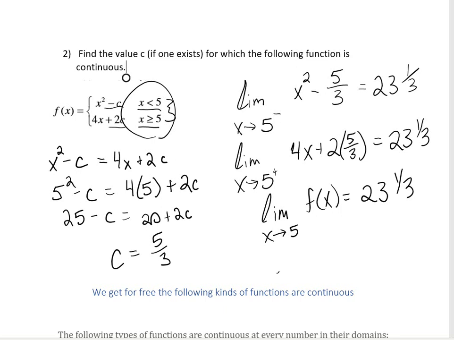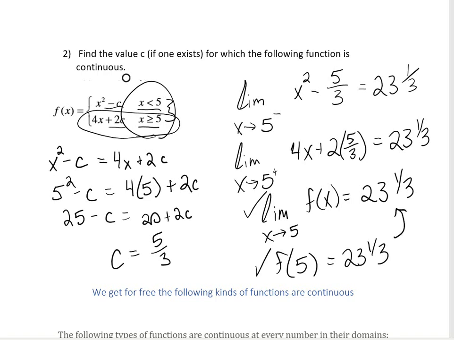Notice as well that if I plug 5 into my function, I'll be using this bottom equation, and that will equal 23 1/3 as well. Which means overall that I have satisfied the conditions for continuity. My limit exists, my function is defined there, and more importantly, these two are equal to each other.